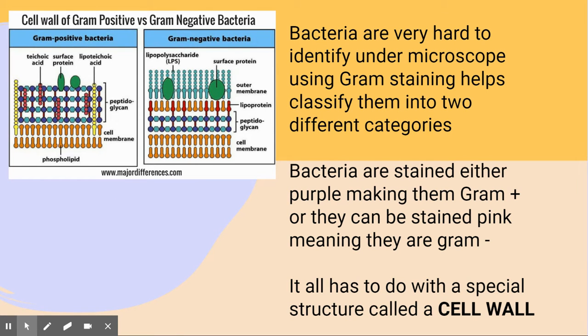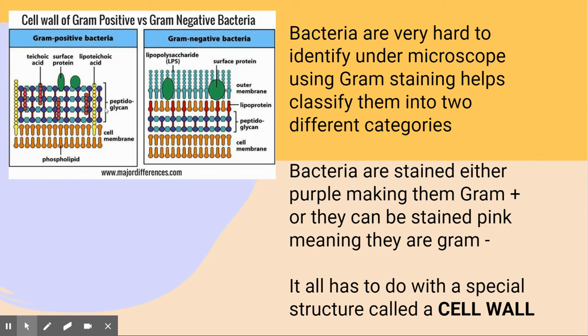So when we talk about bacteria, and I'm looking for them under the microscope, we can classify them into two categories. You are either purple, and that makes you gram positive, or you are pink, which means you are gram negative. So if you look at the picture I have over here, we can see gram positive bacteria and gram negative bacteria. Essentially what that means is they have two different types of cell walls.